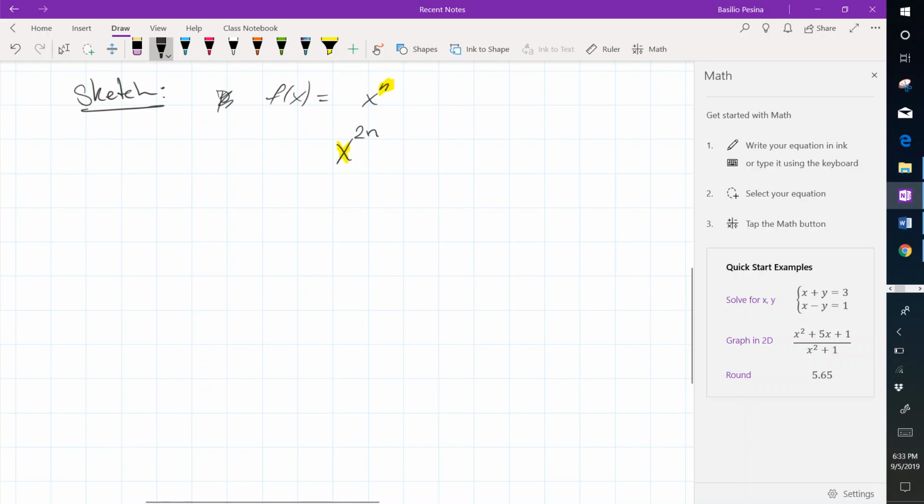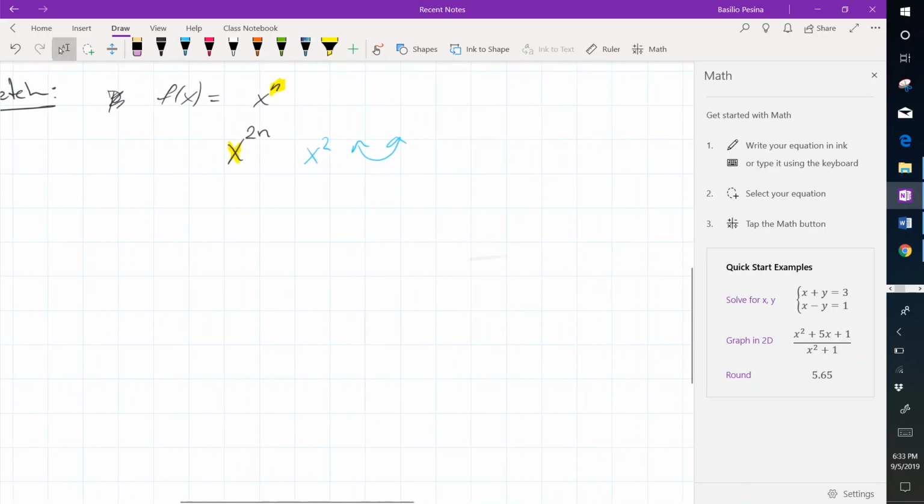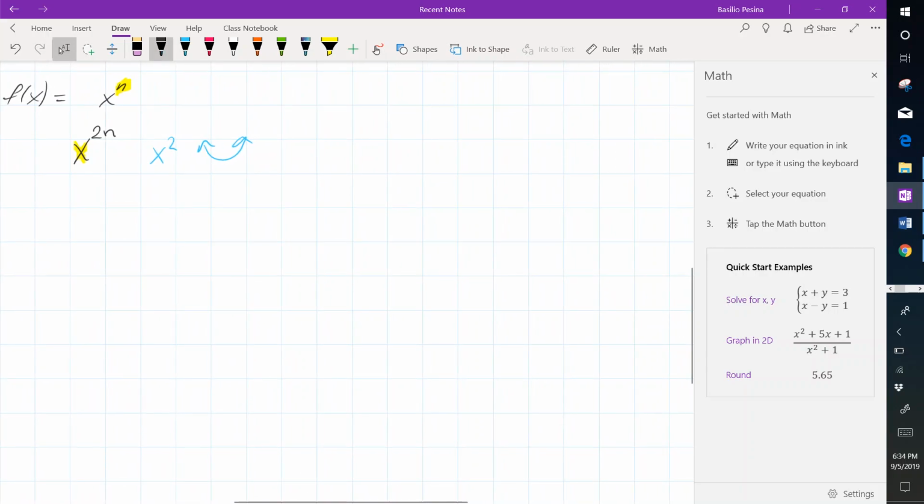If this exponent happens to be even, it will behave like an x squared, meaning it will look like a parabola like this. Now, if this polynomial happens to have a degree that is odd, it will behave like a cubic. So it'll look like x to the third, which we know looks like this. So what I want you to notice is that something to an even exponent looks like this, something to an odd exponent looks like this.